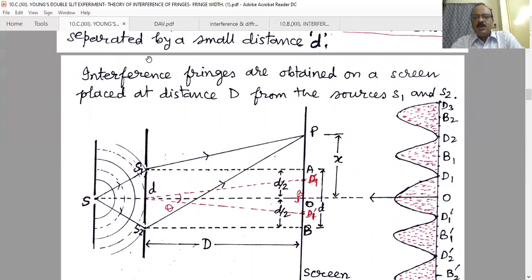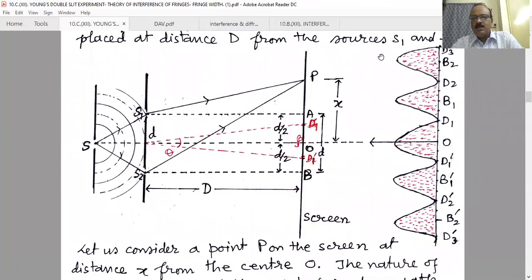Now, interference fringes are obtained at a screen placed at a distance capital D, and obviously the capital D is quite larger than the small d. Small d, that is the separation between the two slits, is of the millimeter order, about 2 millimeter, whereas the capital D will be about the 2 meter order. That means 1,000 times more.